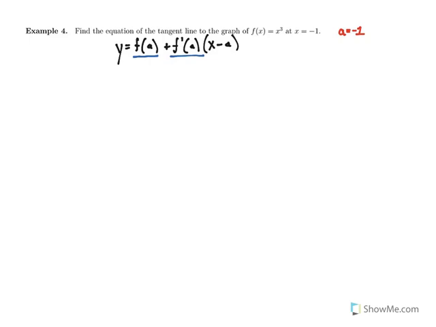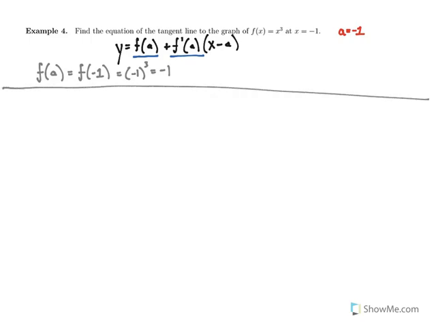So let's start with the easier question. Let's find the function value at a. That is f of negative 1. In this case, that's going to be negative 1 cubed, or just negative 1 itself. To find the derivative, that's going to be a more complicated problem.